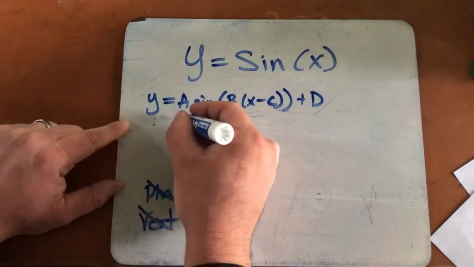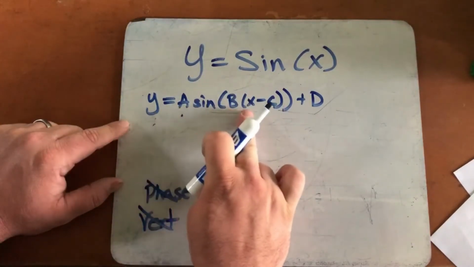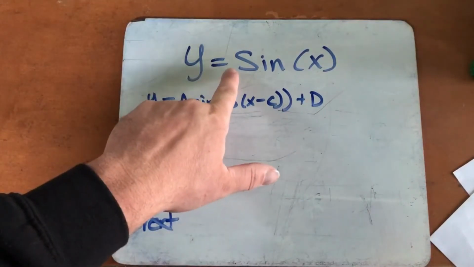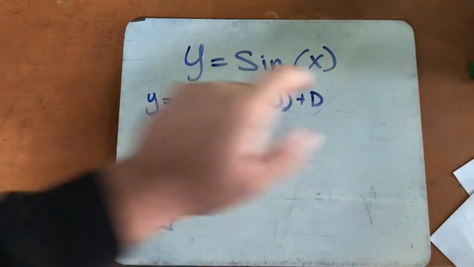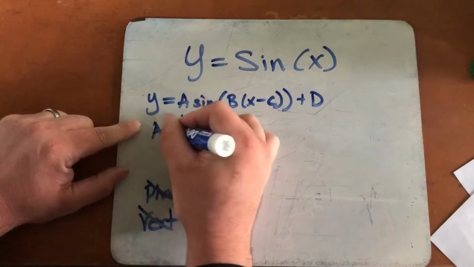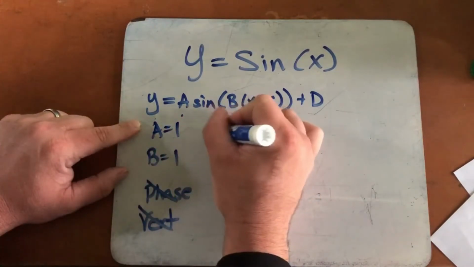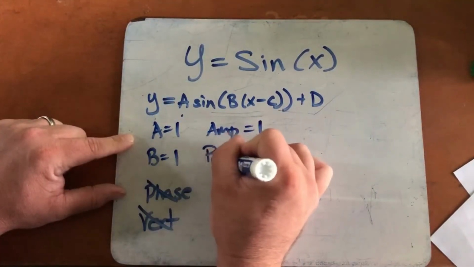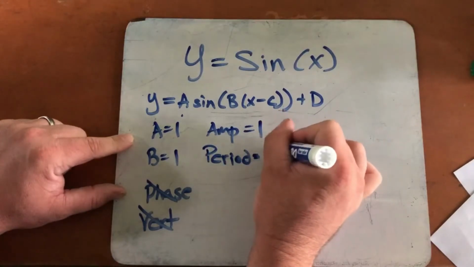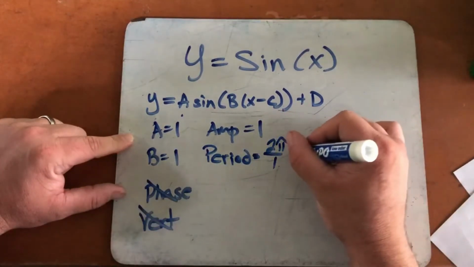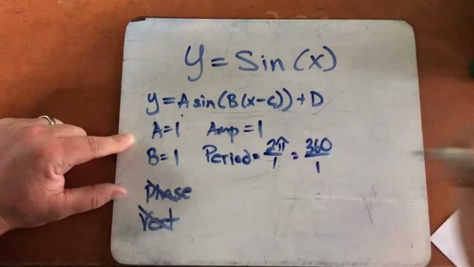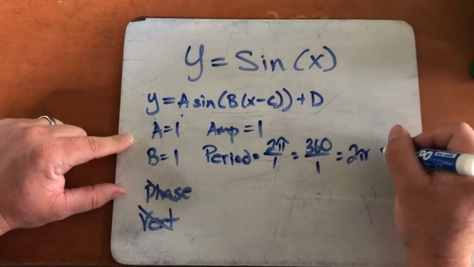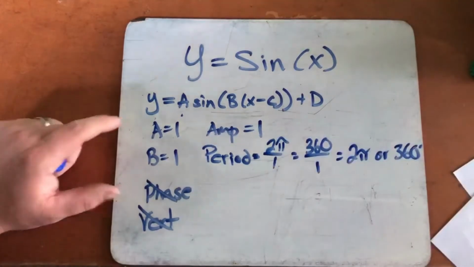Now we're looking at A and B. Notice this is A times sine, B times x. If nothing's written there, then there is really a 1. So if this is blank, this is saying 1 times the sine of 1 times x. So in this case, A equals 1, B equals 1. My amplitude is 1 because amplitude is A, but my period is 2 pi over 1 or 360 over 1, depending on whether it's in radians or degrees. So in other words, my period is just 2 pi or 360 degrees.